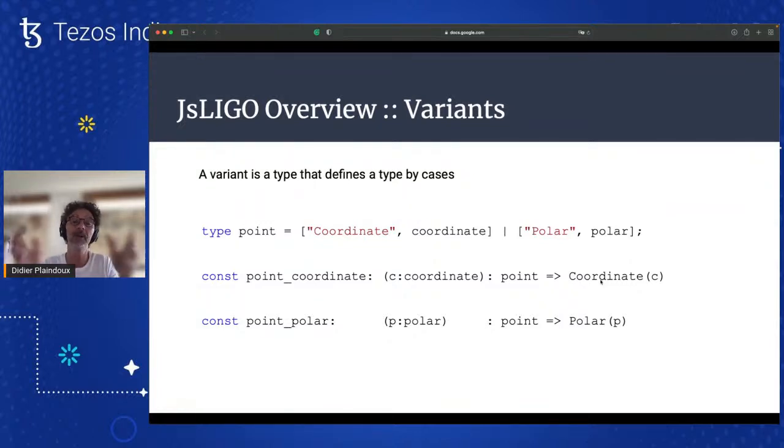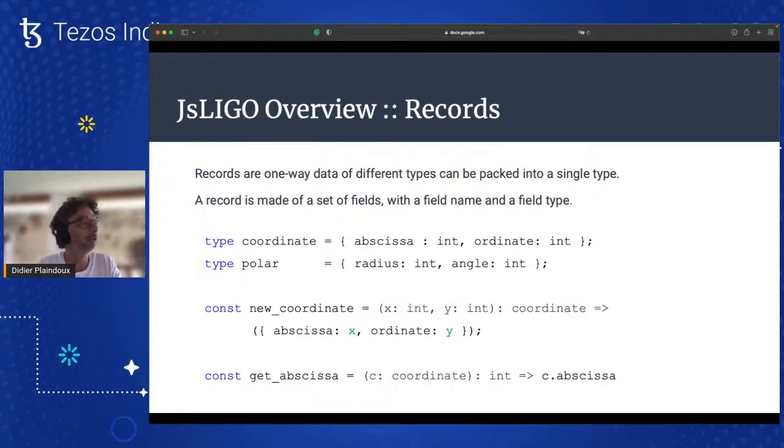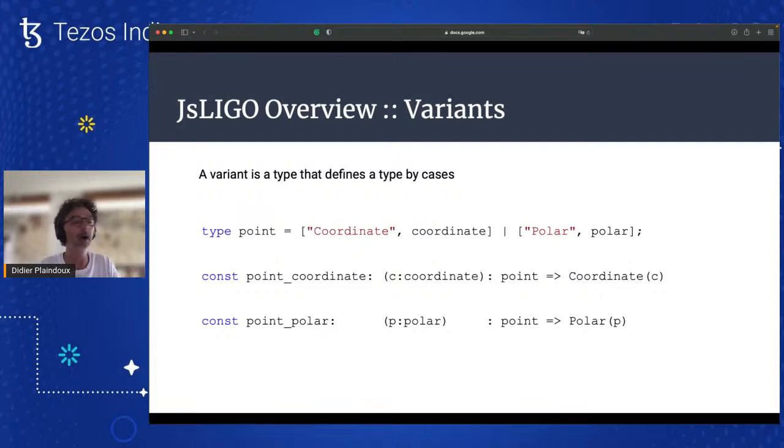And here, one important thing is coordinate builds a point type, and polar also builds a point type. So you have different aspects, and you have two different capabilities to build the point based on coordinate or polar. And this lets us mix different records, but behind a single type, which is a point.